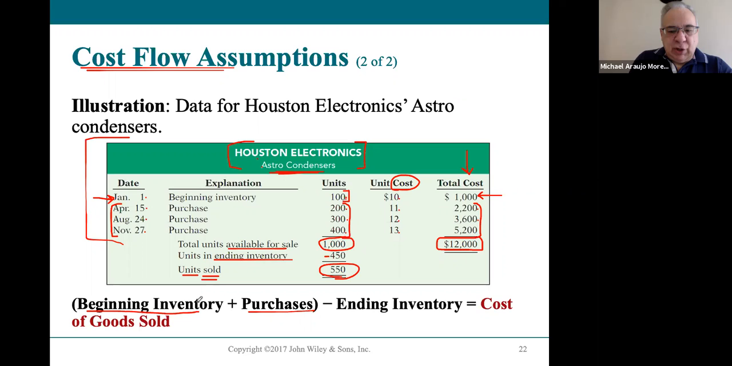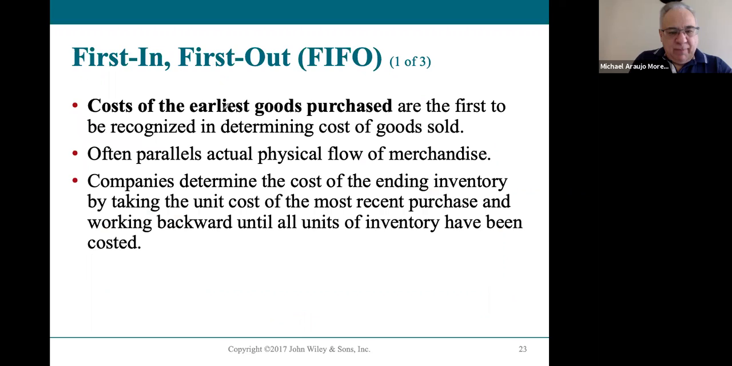With FIFO, the first ones on the list are the first ones we assume we sold. Now this isn't an exact science. Don't think of it as, well, but that didn't really happen. It's not important. What's important is there's a method to help us cost these things out. So this is an assumption? This is an assumption, right.